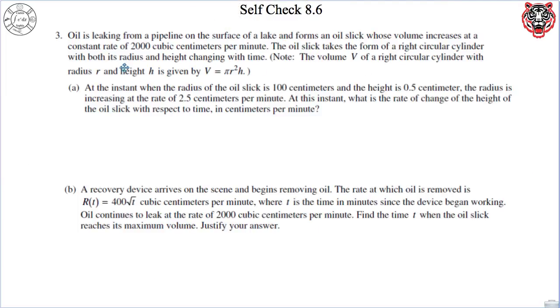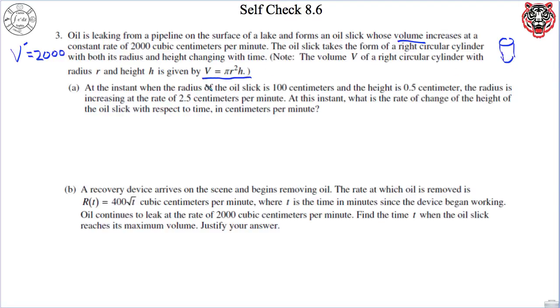There we go. All right, so oil's leaking from a pipeline, and the volume is increasing at a constant rate. So this is actually a related rate problem. So the volume is increasing at a constant rate, so V prime is equal to 2,000. That's what this is saying. The oil slick takes the form of a right circular cylinder, so our shape here is a cylinder, and it tells us the volume of the cylinder is that.